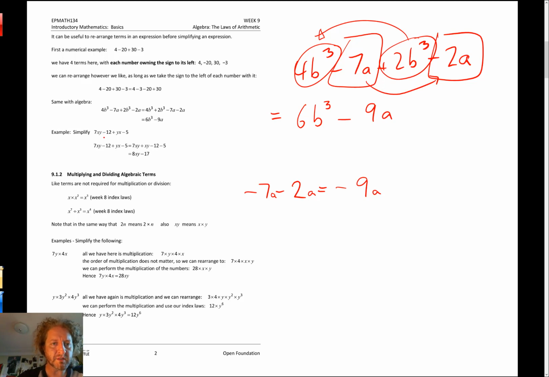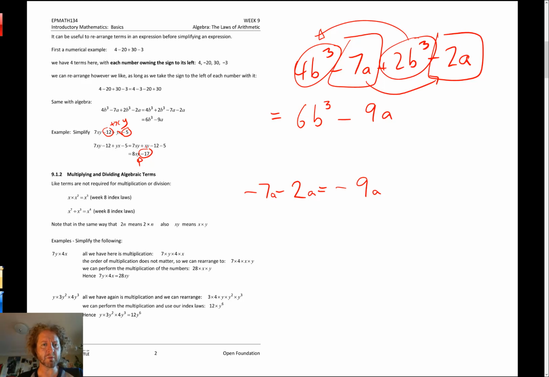Another one here, trying to trap us with a 7xy and a plus yx. Well, I know yx is an xy. So I've got a 7xy plus an xy. That's why I'm going out with 8xy. I've got a minus 12 and a minus 5. There's my minus 17. Everything owns the sign to its left. And I can just collect the similar things.